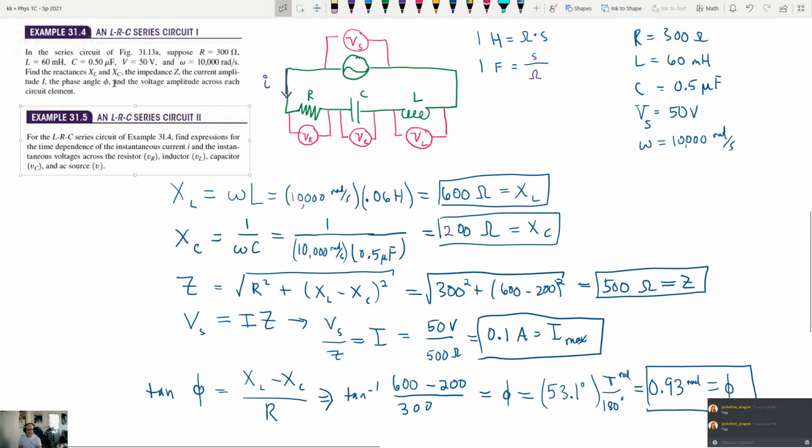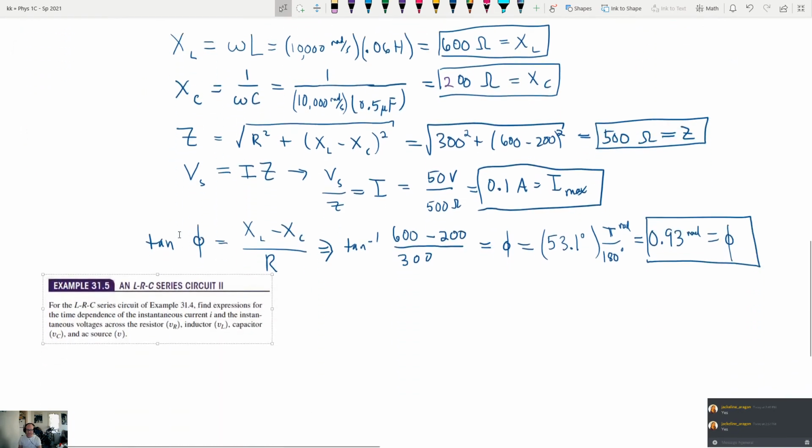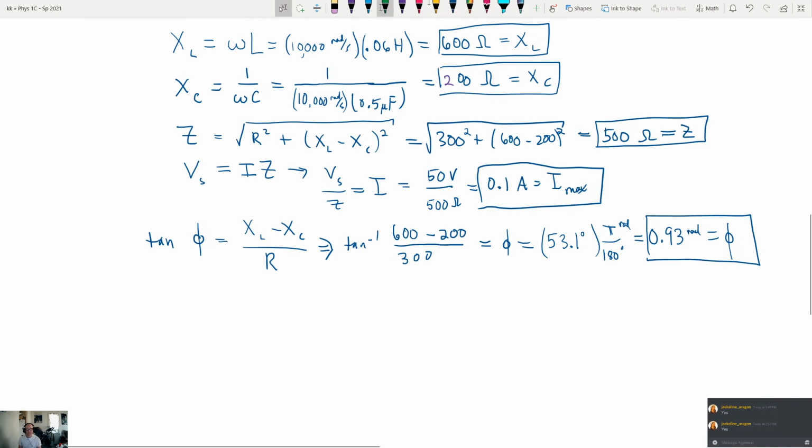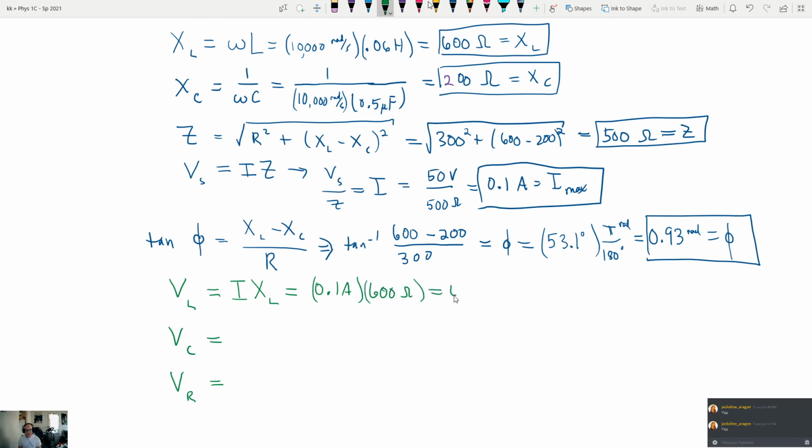The last piece was to find the voltage amplitude across each circuit element. Okay, so what we're going to do is use our answers here to solve for this part. Let's use a different color. So the voltage amplitude across each element means to find what is VL, what is VC, and what is VR. So V sub L, we just say it's equal to I multiplied by XL. You already calculated both of these. The current was 0.1, and X sub L was 600. So this is going to be equal to 60 volts.